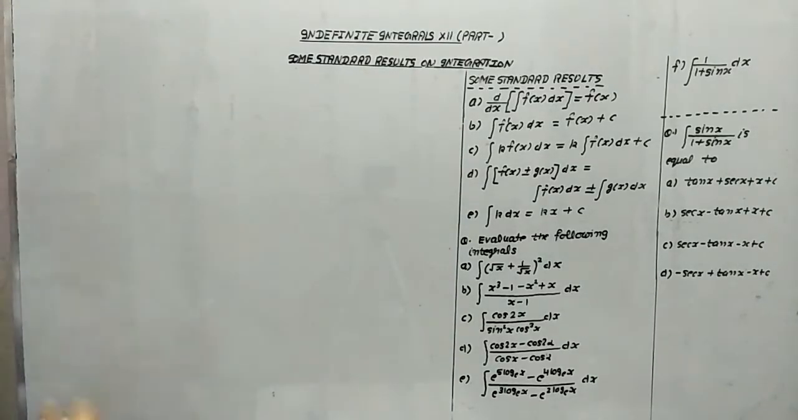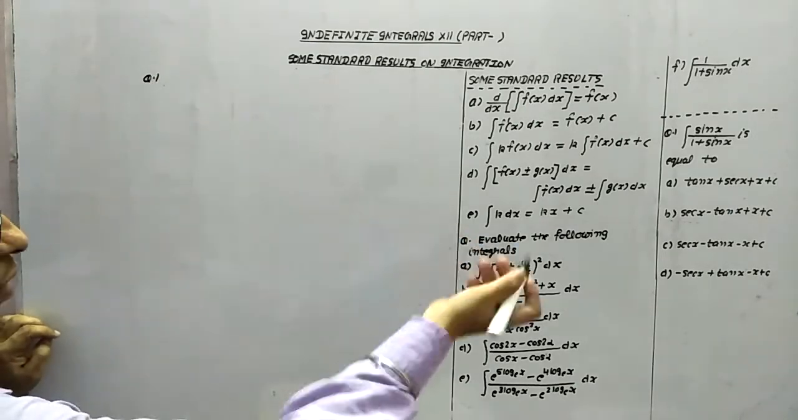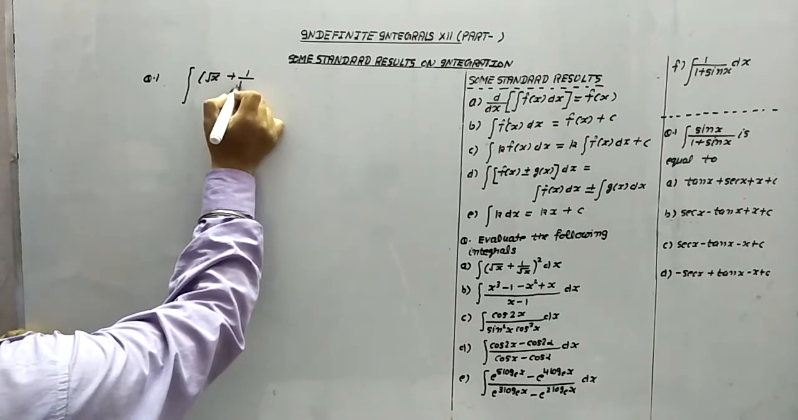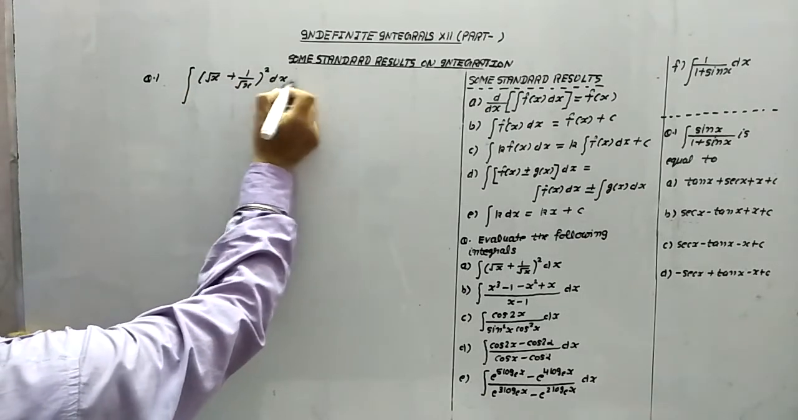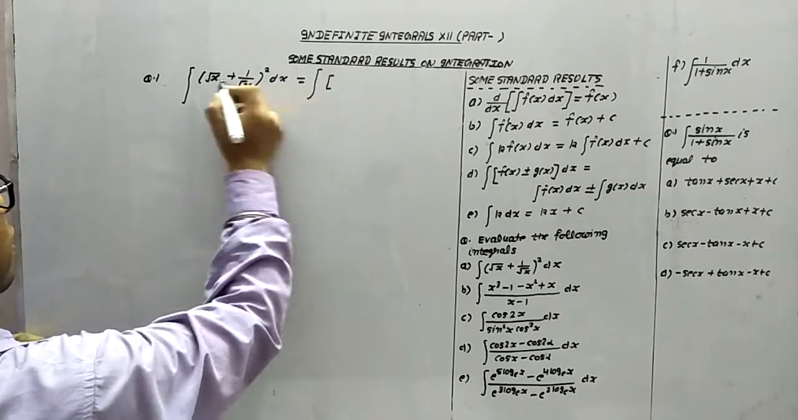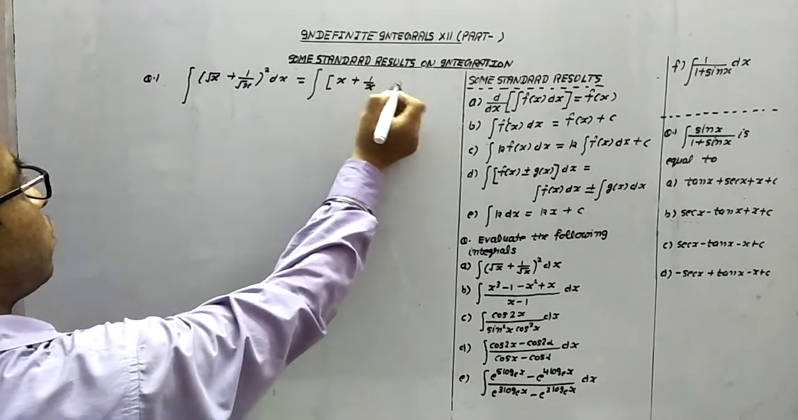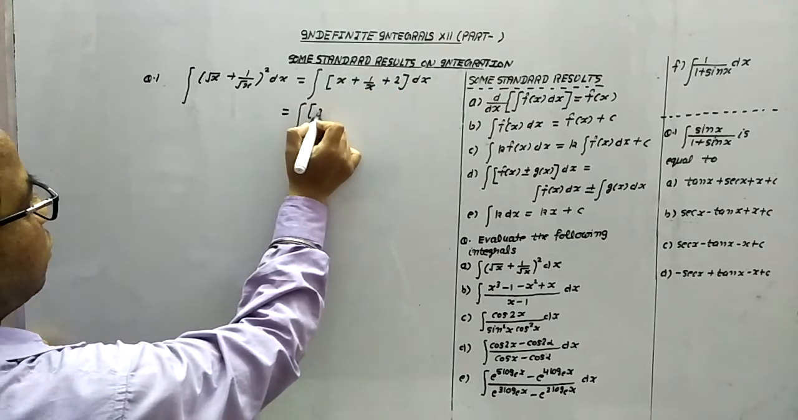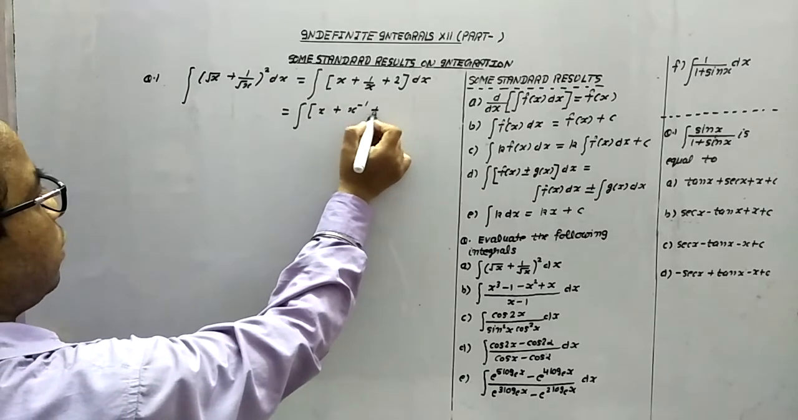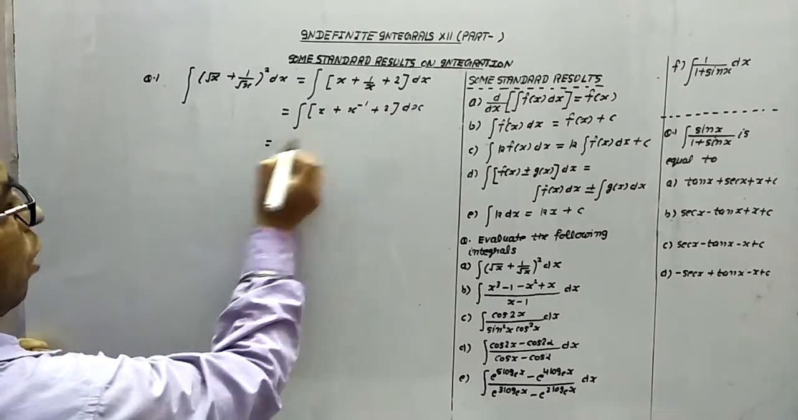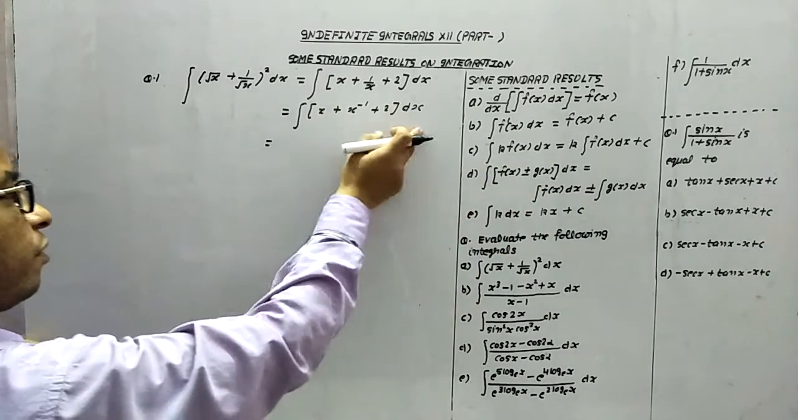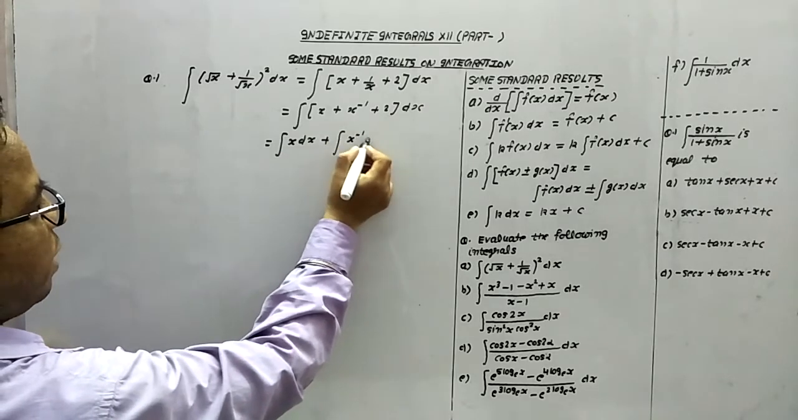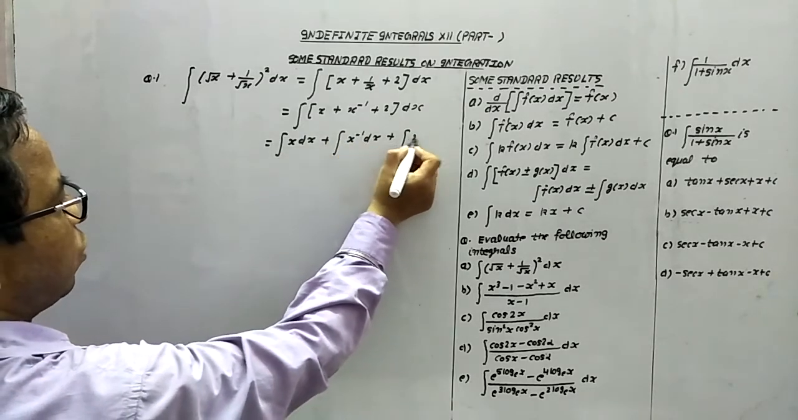Now look at this. In question 1, we have to evaluate the following integrals. Integration of (root x plus 1 upon root x) whole square. Directly you can't do anything, so first of all, open this identity: a square plus b square plus 2ab. It means this is 2 dx. Now this becomes integration of x plus x raised to power minus 1 plus 2 dx. Now there are three functions in addition, so you can write it directly like that, or later on we will do it directly: integration of x dx plus integration of x raised to power minus 1 dx plus integration of 2 dx.